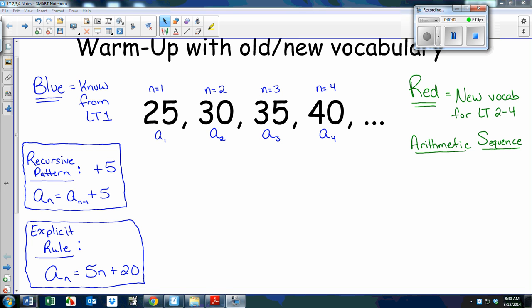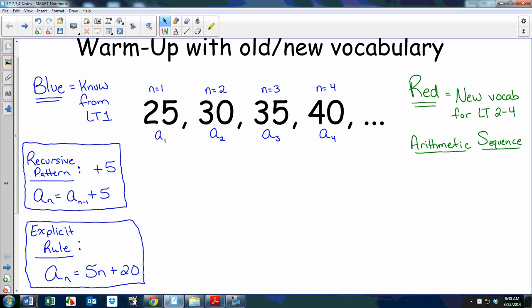All right, these are the notes for learning targets 2, 3, and 4. Because they're all so related, we're able to go over them in the same lesson. What I've got here is an example of a sequence that you dealt with in the first homework, learning target 1: 25, 30, 35, 40.